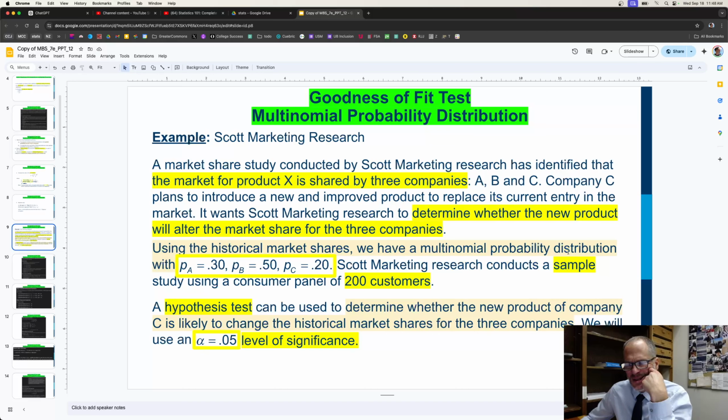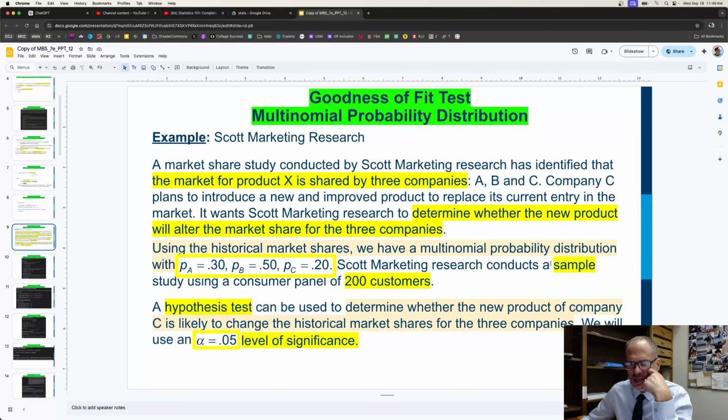And so this is known as a probability distribution. How are the probabilities distributed amongst these three categories? Well, you could say three categories or multiple categories, the multinomial. So here we have multiple names, multiple categories, and this is how the probability is distributed across those three categories, multinomial probability distribution. Kind of cool. So we have product A, product B, product C: 30% market share, 50% market share, 20% market share.